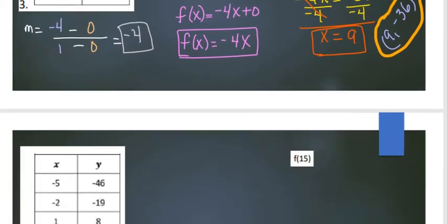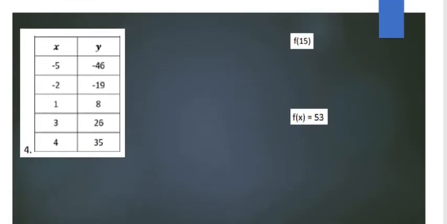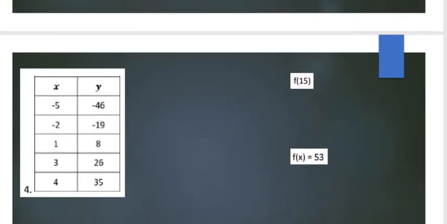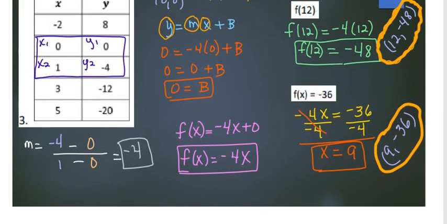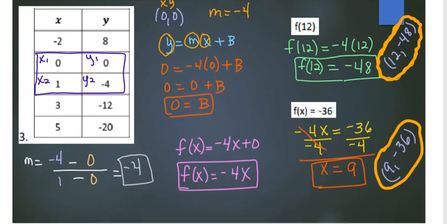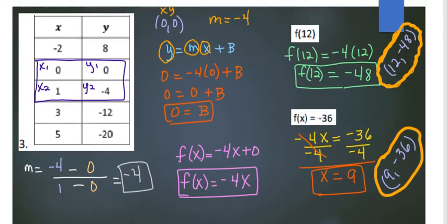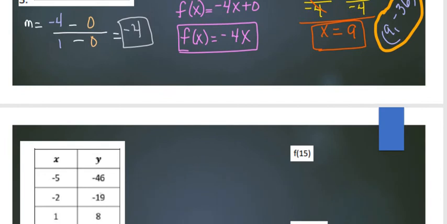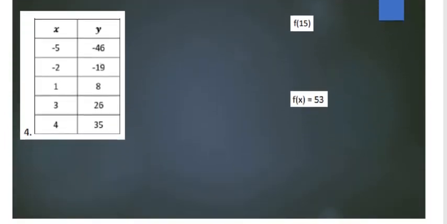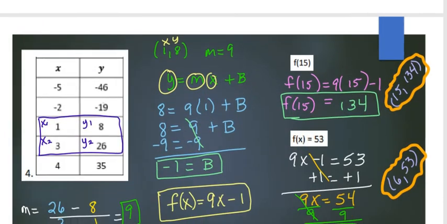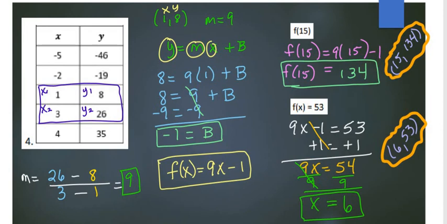Now, I want you to work number 4, just like what we did for number 3. So you see that you have number 4. Work it just like you did number 3. Pause me while you do so. Now, when you're looking at number 4, check to see if your number 4 matches mine.